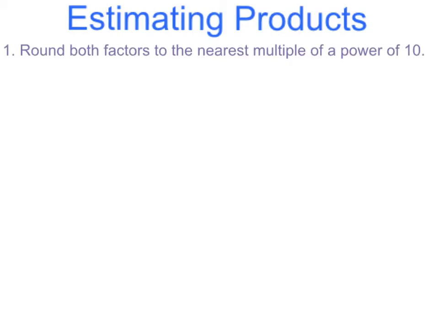When estimating products, there are two important steps that you must follow in order to do the process correctly. The first step is to round both factors to the nearest multiple of a power of 10. Let's look at these three numbers to give us an example so we can understand what that means. Basically, all this means is that you're going to be using something called front-end estimation. This term is not important, just the idea behind it.